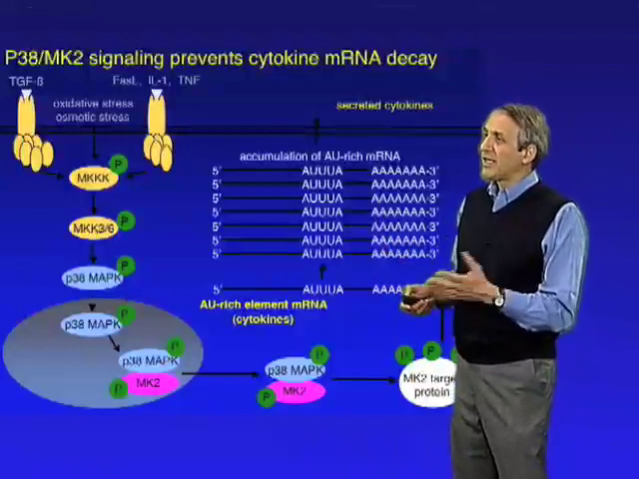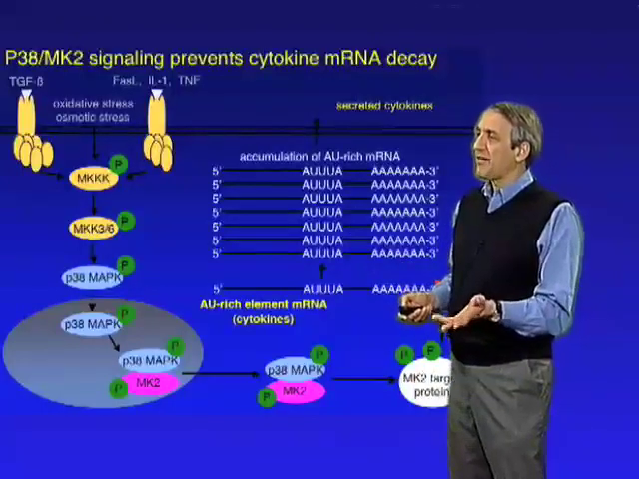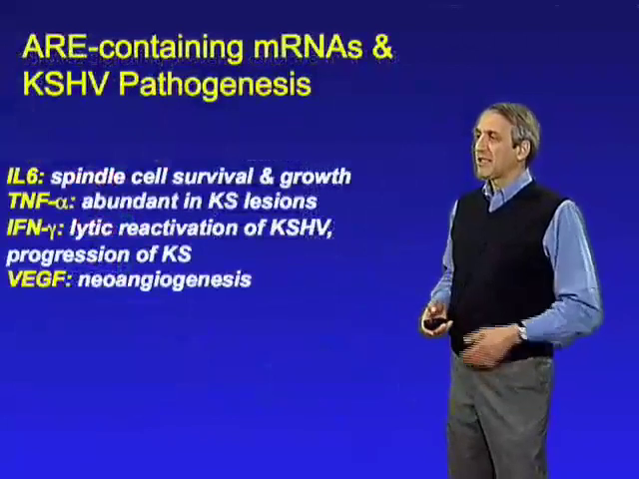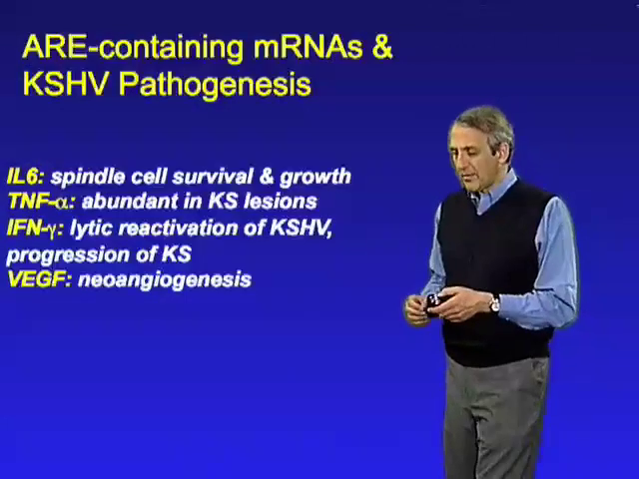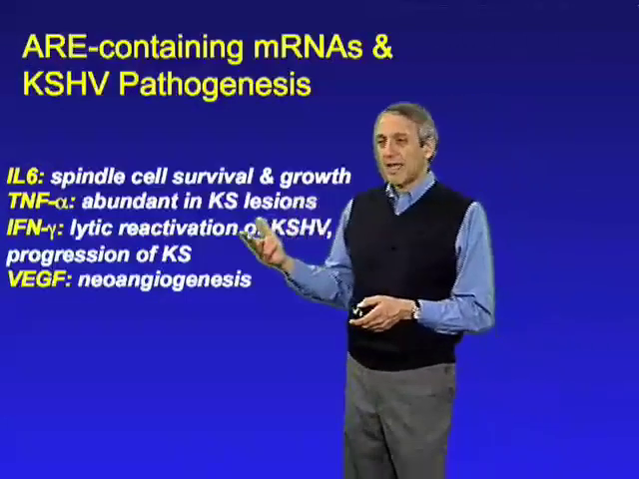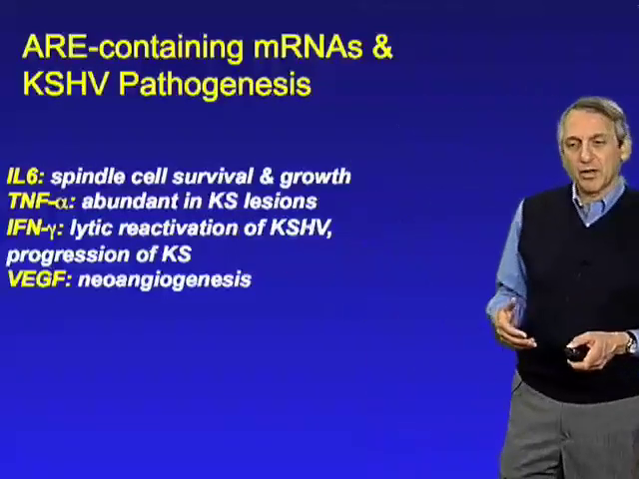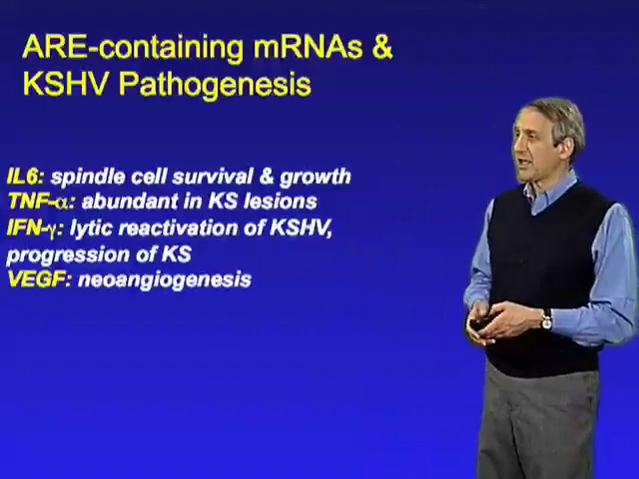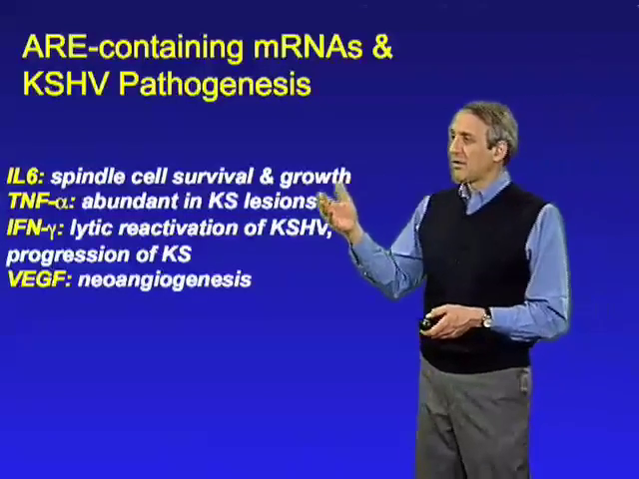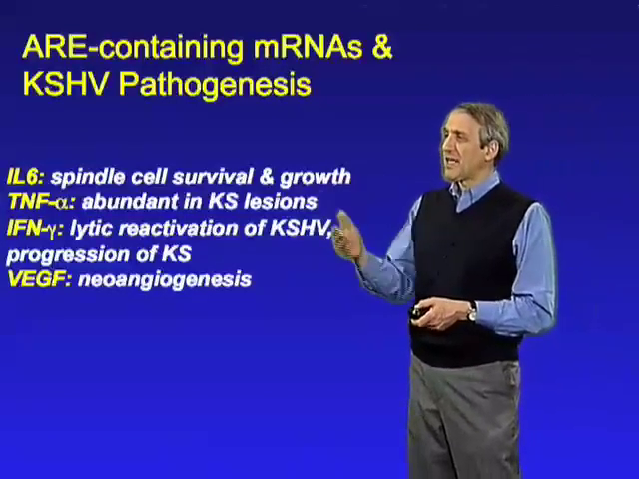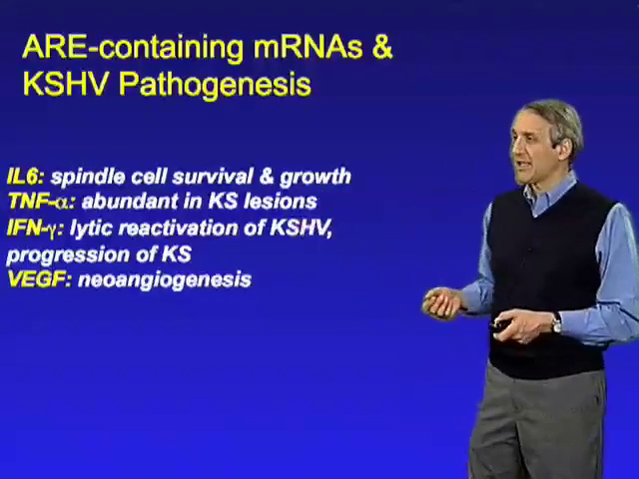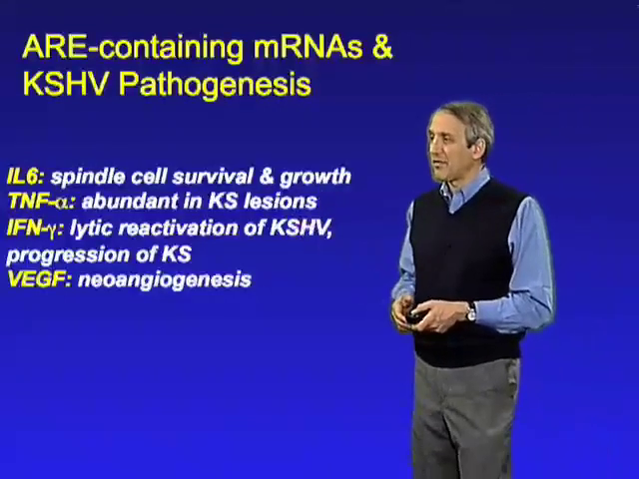Okay, so does Kaposin B really have the activities that would be predicted from this? Well, let's first think about how this might relate to KS pathogenesis. It turns out that AREs, many ARE-containing molecules, have roles in KS pathogenesis. IL-6 is known to affect spindle cell survival. TNF-alpha, very abundant in KS lesion. Particularly interesting one is gamma interferon.